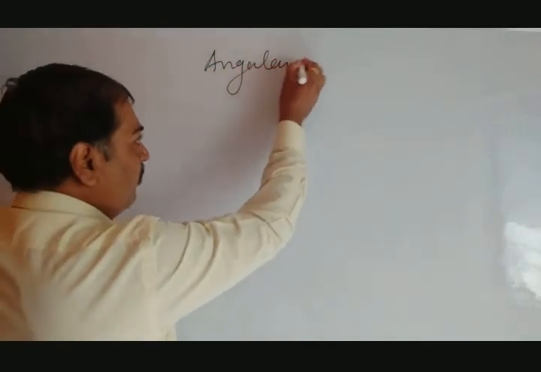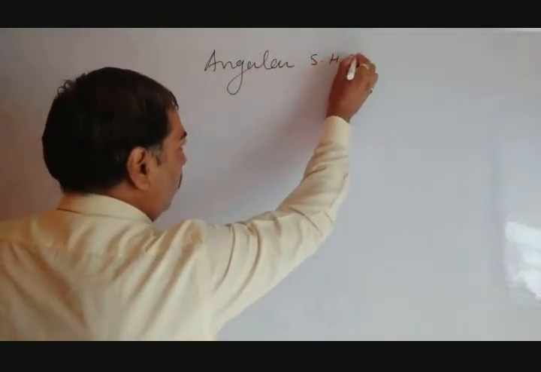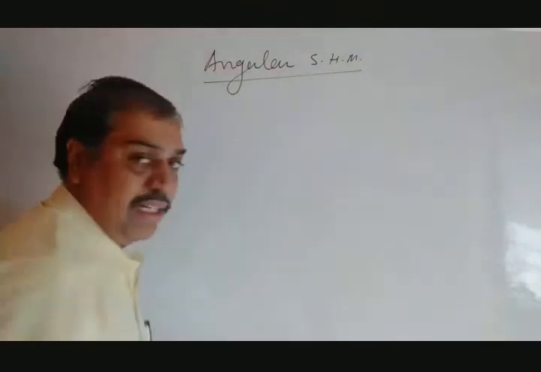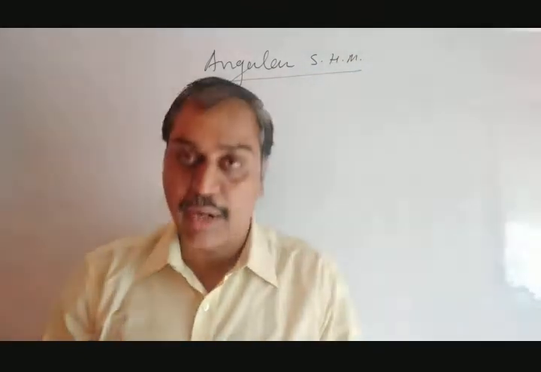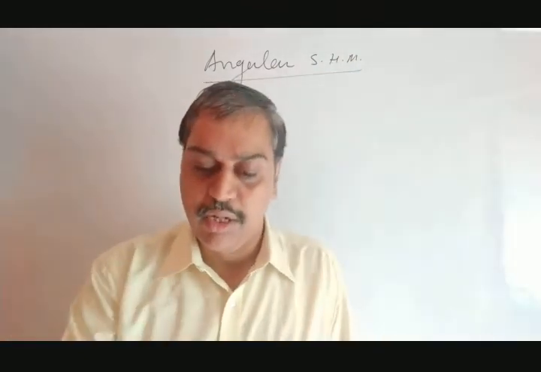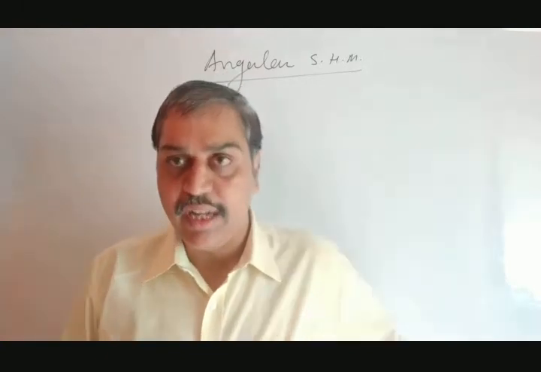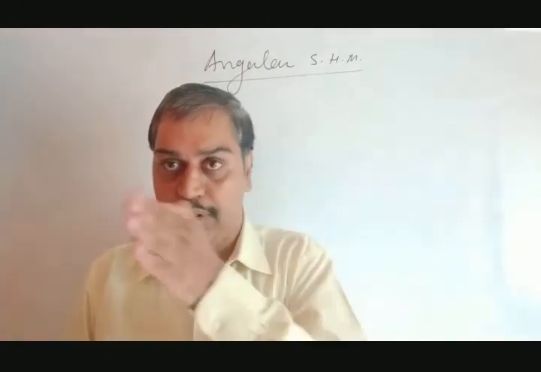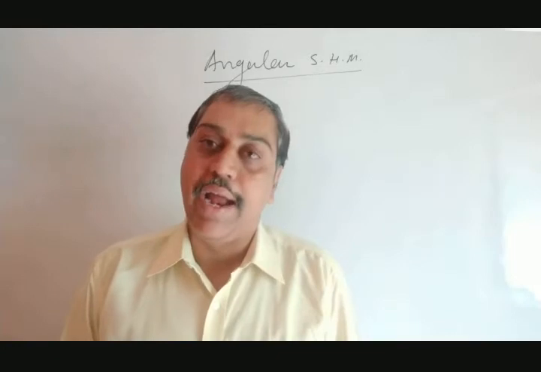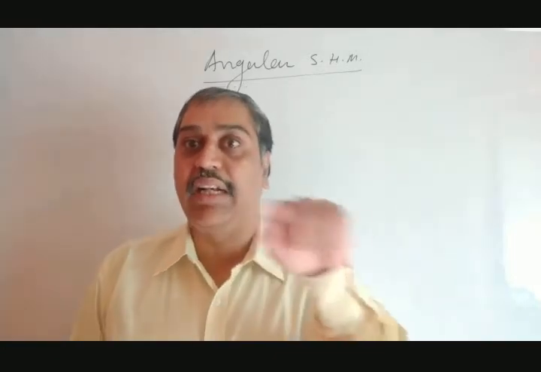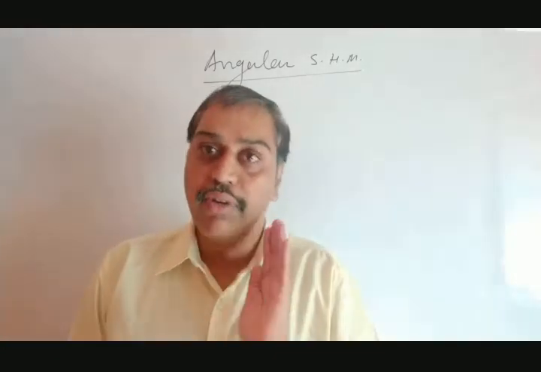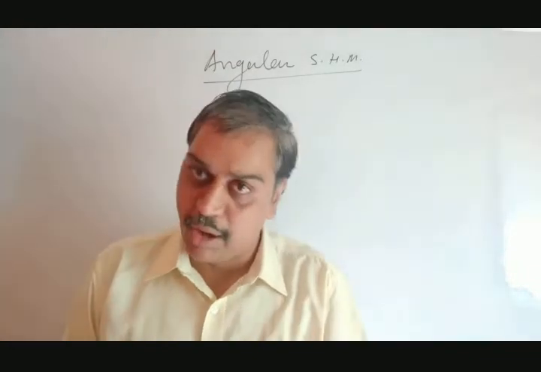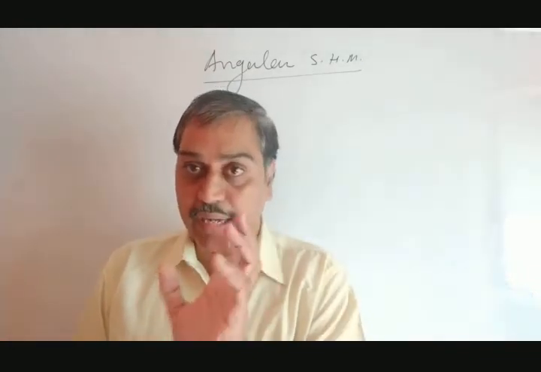Angular simple harmonic motion. If you remember, when we started this chapter, I told you there are two types of oscillatory or vibratory motion. Linear, it is in a straight line, to and fro in a straight line. And angular means what? It is an arc type of motion. The motion which repeats itself again and again is periodic, but it is angular in terms of an arc.